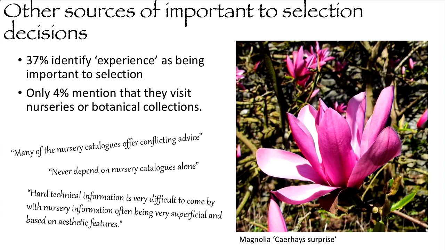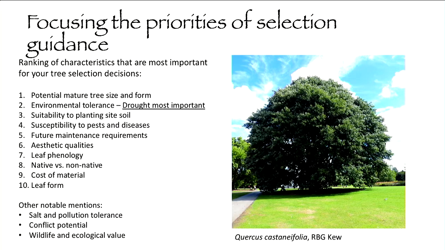So it seemed appropriate to try and develop some new guidance. And this is what people really wanted out of their guidance. They wanted to know the mature tree size and form, have some idea of environmental tolerance, and drought tolerance was really key to that as well. And I want to expand on the drought tolerance aspect of selection a little bit later in the presentation. But suitability for the soil, and actually aesthetic qualities, come rather low down the list, though that's often what people use as the most important decision. And then notable mentions: things like salt and pollution, conflict potential, wildlife and ecological value.